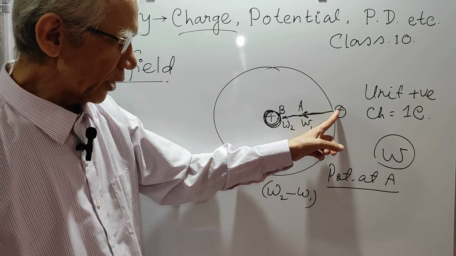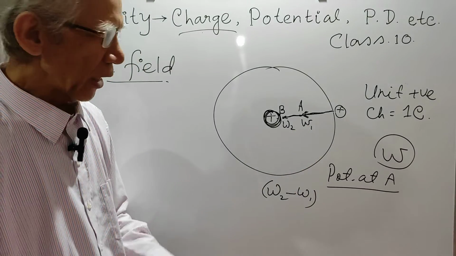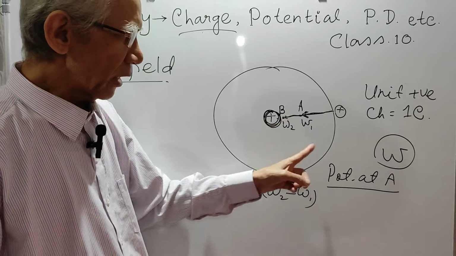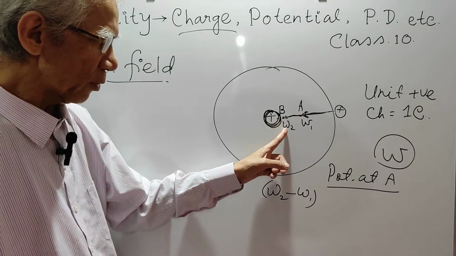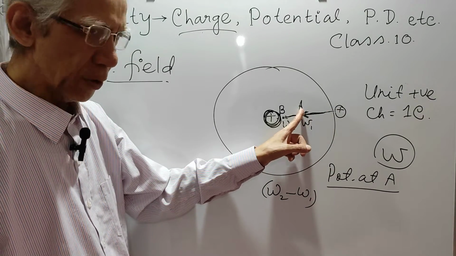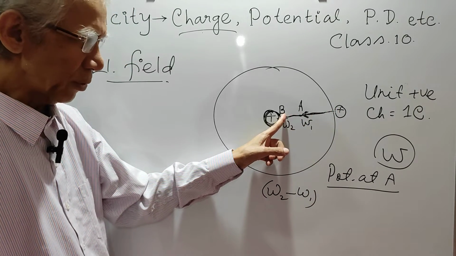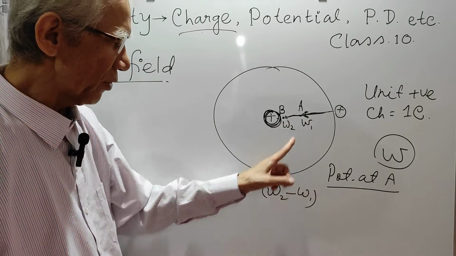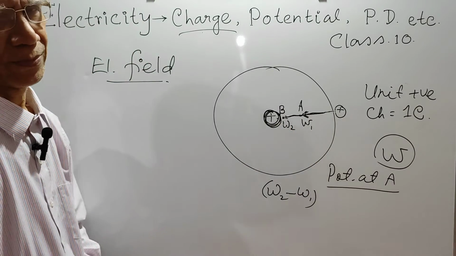So from infinity up to A, what work is done? W1. Then some more work is done to push it from A to B. Now from infinity up to B, suppose the total work done is W2. From infinity up to A, work done W1. From infinity up to B, work done W2. Now W2 minus W1, this difference is called potential difference between A and B.